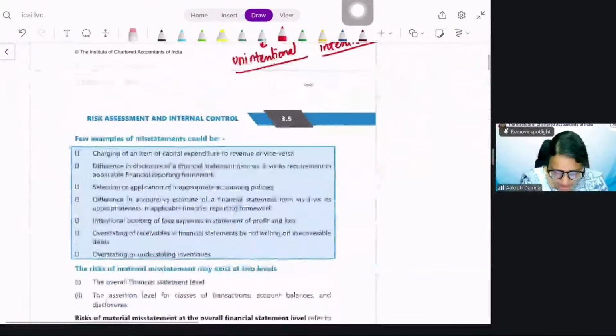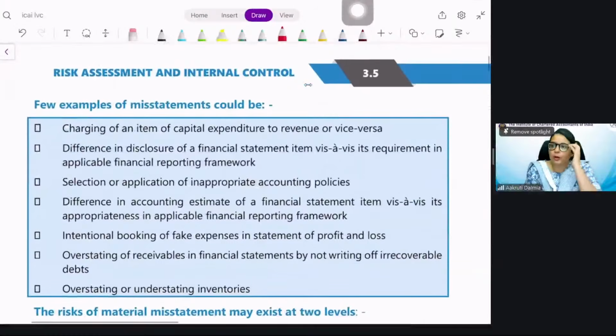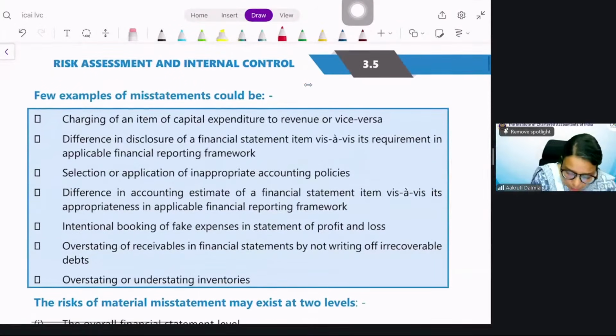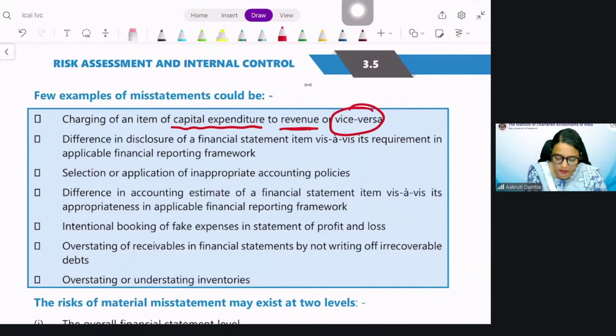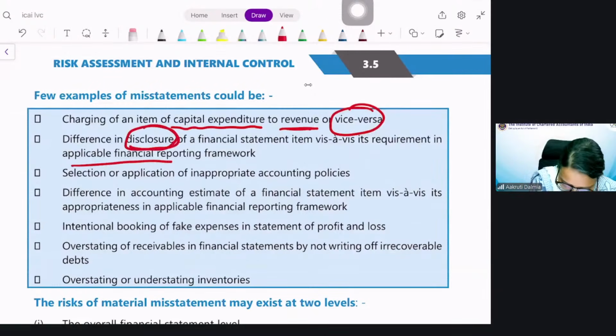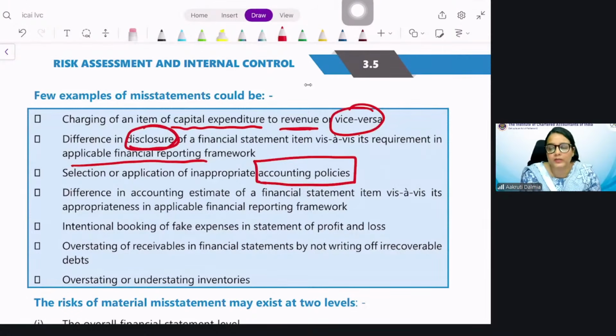Here you are given a few examples. These examples are just for your understanding. I have given you most of these examples already. So charging capital expenditure to revenue or vice versa is a misstatement. Not doing a proper disclosure as per the financial reporting framework is a misstatement.